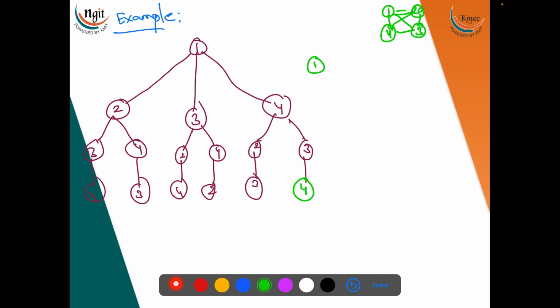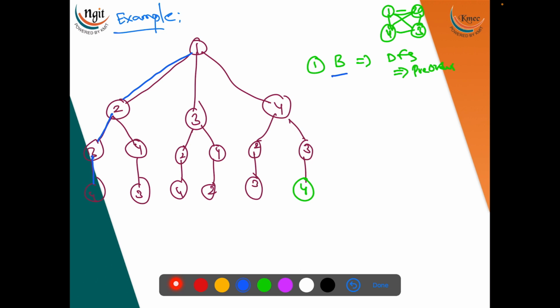The level, the order. Backtracking uses DFS. What is DFS? Depth first search. In other words, you can say it is a pre-order. That means it visits 1 to 2, 2 to 3, 3 to 4. When? If it is backtracking.